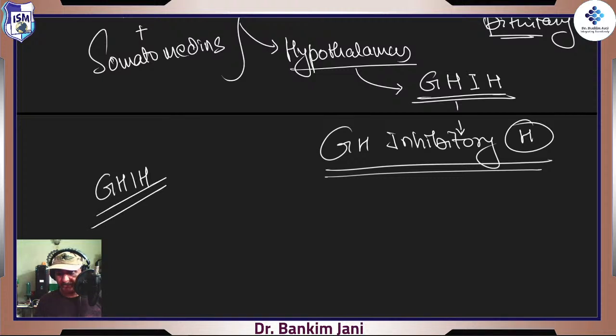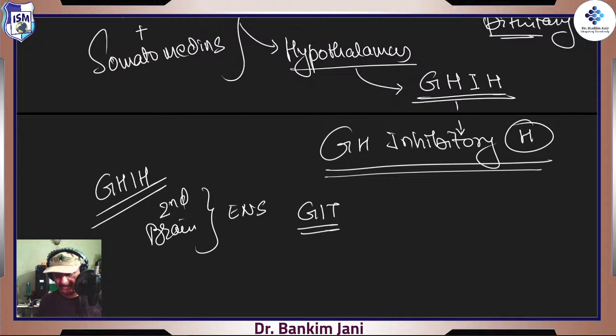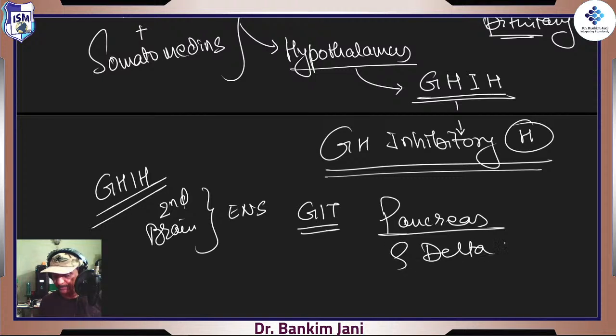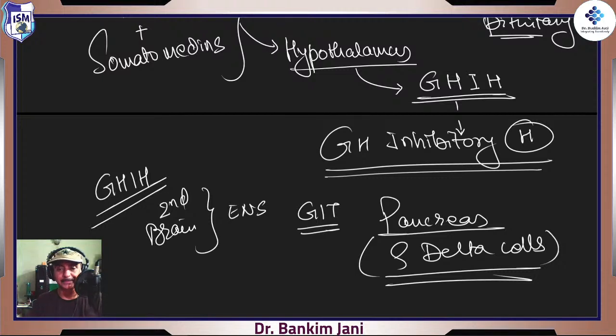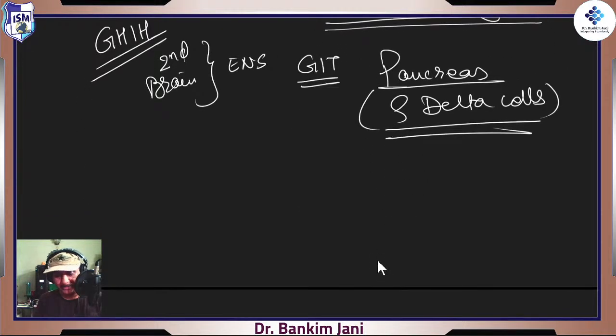It is not only from the hypothalamus, but we do have a second brain also with us, right? And you know what this second brain is? It is our ENS. That means it is in our GIT. So from the GIT, in the pancreas, there are delta cells, right? These delta cells also release this GHIH. And what this GHIH does is inhibit insulin, and you are right, it inhibits glucagon.